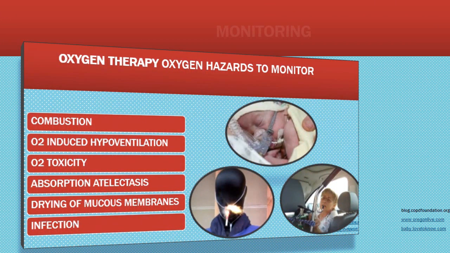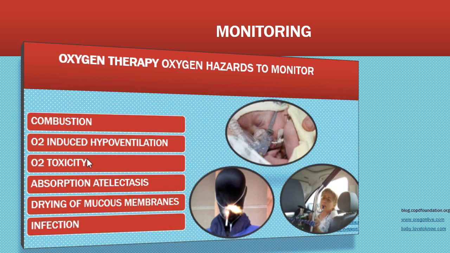Oxygen therapy is going to present certain hazards and complications that the RN will need to make sure that they've included in the teaching, and they need to make sure that they're monitoring. The first one would be combustion, where oxygen and smoking would not be recommended, and you would make sure that the patient is taught about not smoking. Oxygen-induced hypoventilation in patients whose main respiratory drive is hypoxia may become a problem. Your textbook goes into more detail about oxygen-induced hypoventilation.